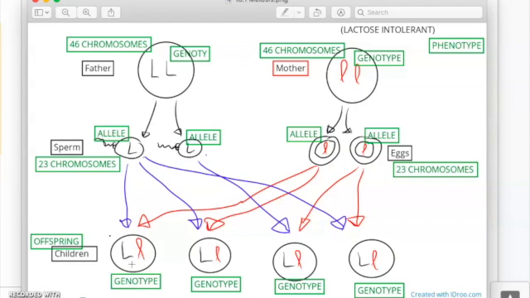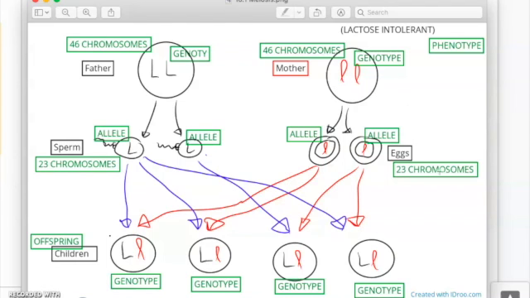We can also call these genotypes heterozygous. Heterozygous genotypes. The parents each have homozygous genotypes. We can further differentiate homozygous genotypes by saying, for example, the father has a homozygous dominant genotype. The mother has a homozygous recessive genotype.